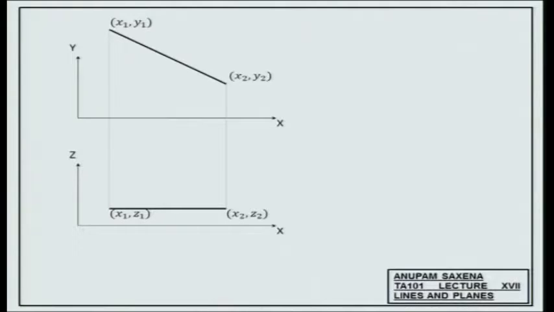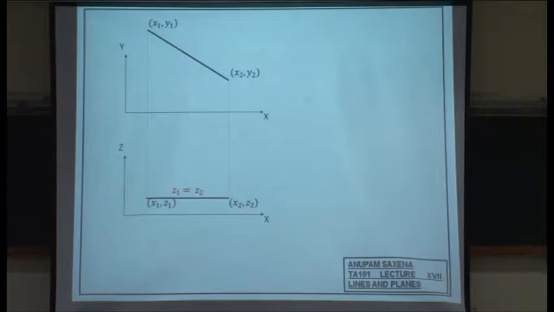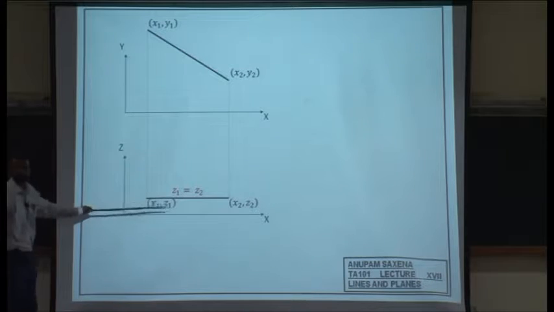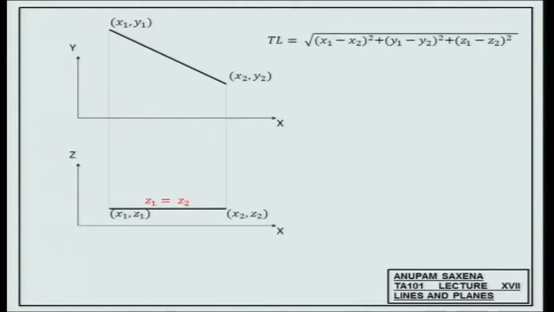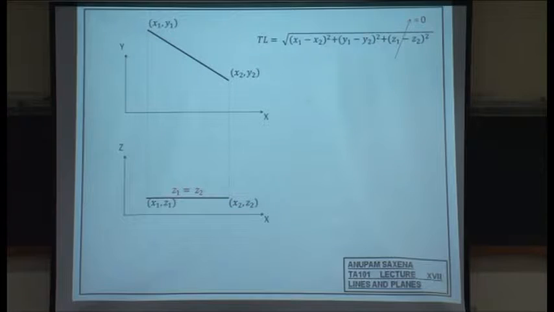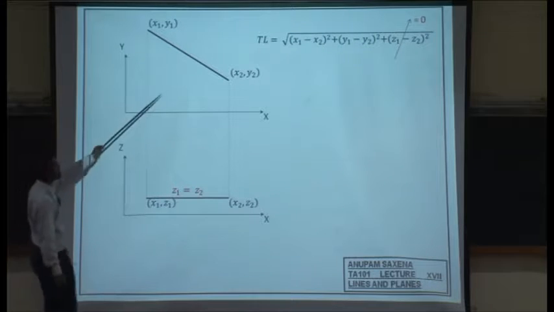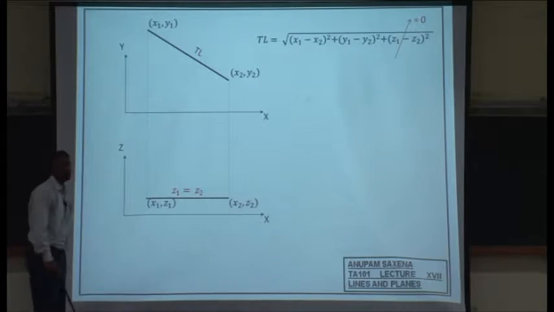Now, what do you expect the true length of a line to be in this case? In the frontal view, on the vertical plane, z1 is z2. Look at that equation of yours from coordinate geometry. z1 minus z2 the whole square is 0. So your true length is delta x the whole squared plus delta y the whole squared, which you can get from here. So, this is TL.